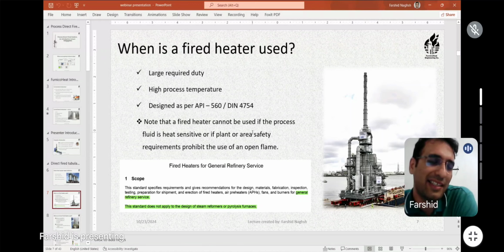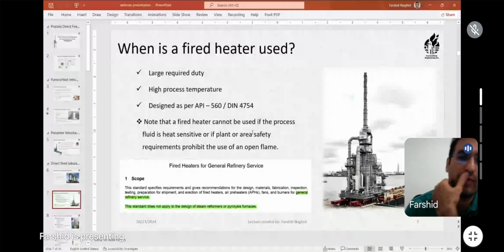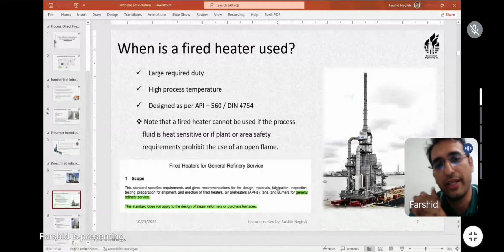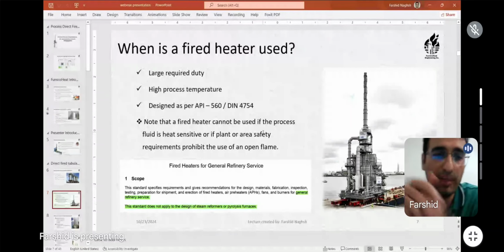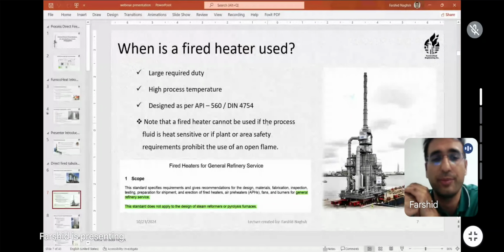I said that the direct fired heaters are designed per API 560. I want to take your attention to the first paragraph of this standard. I have highlighted it with green color here. Let me read that for you. This standard specifies requirements and gives recommendations for the design, material, fabrication, inspection, testing, preparation for shipment, and erection of fired heaters, air preheaters, fans, and burners for general refinery purposes.